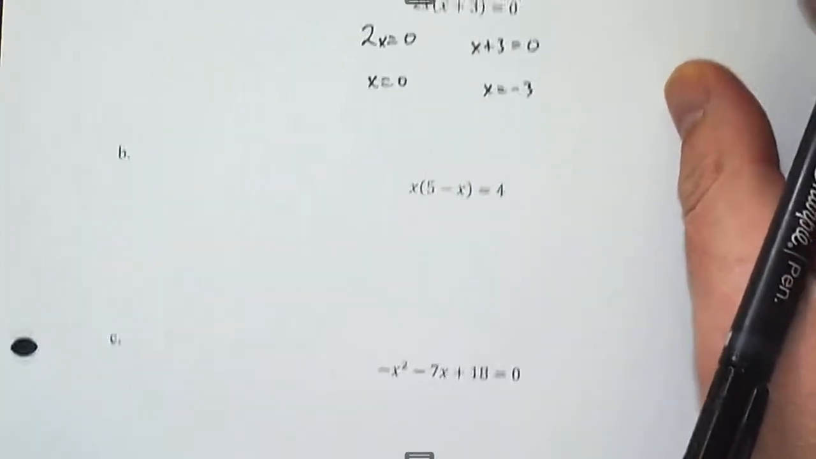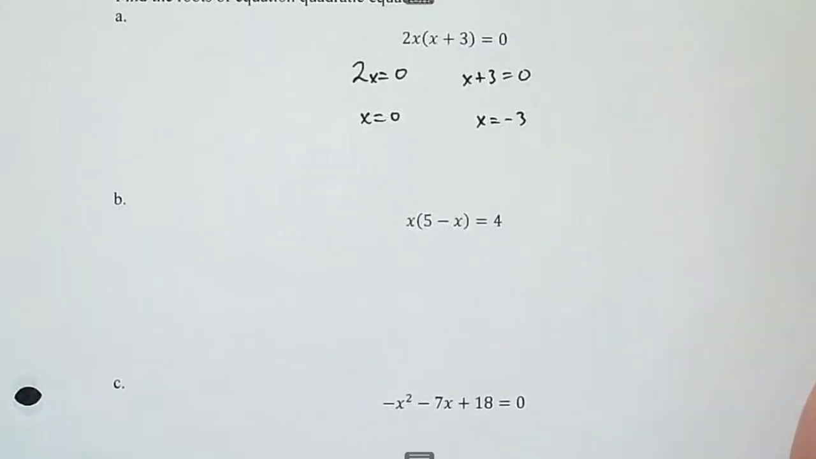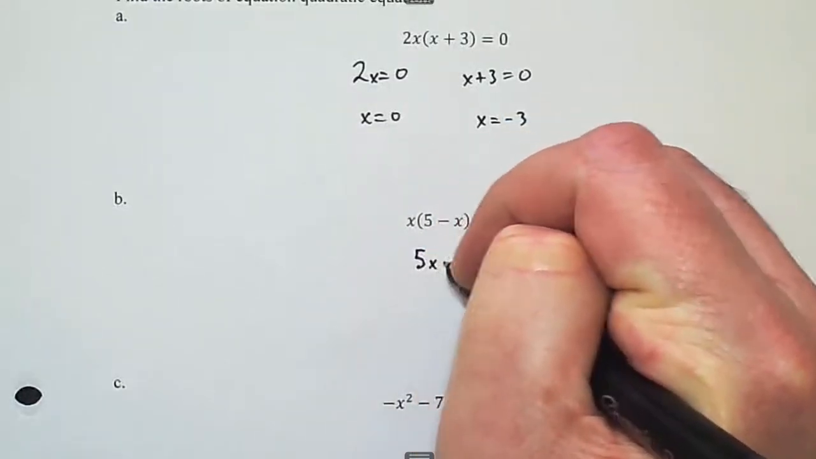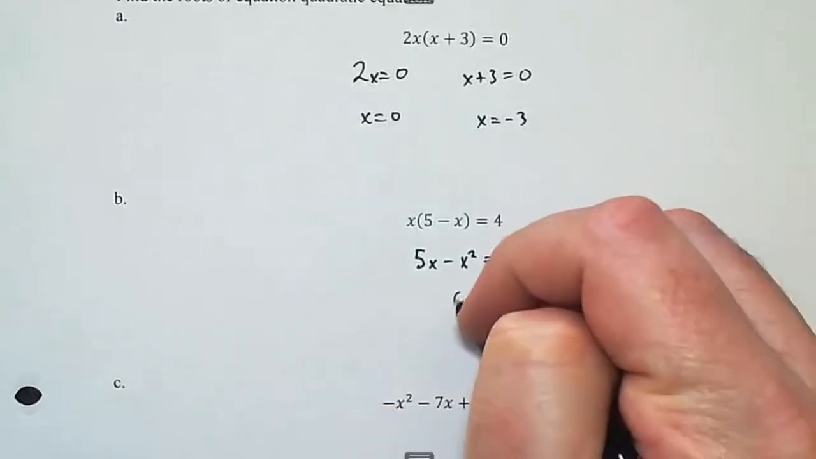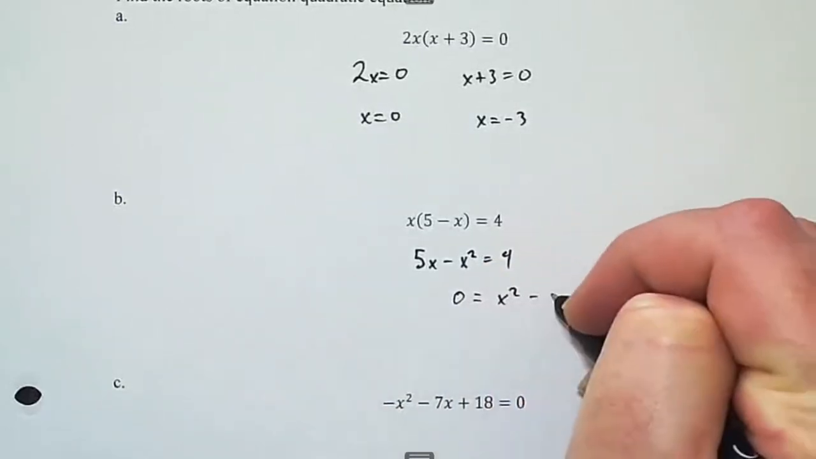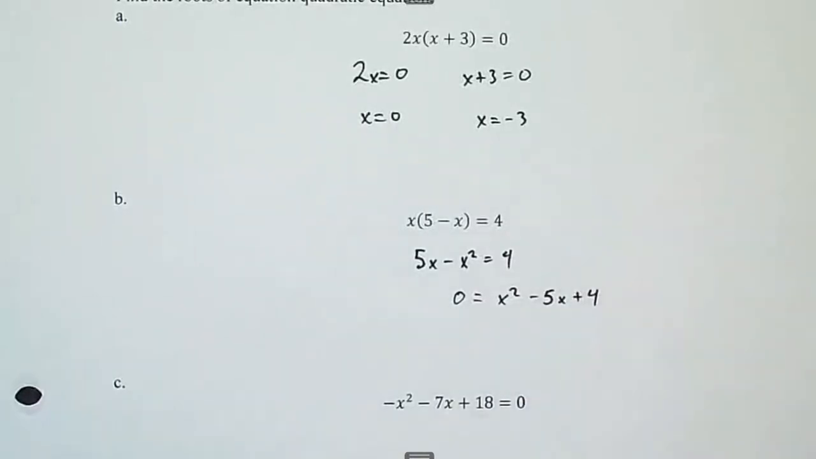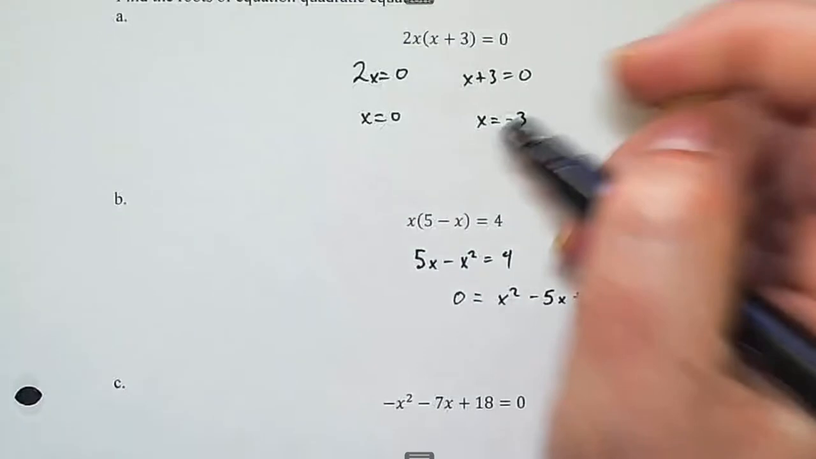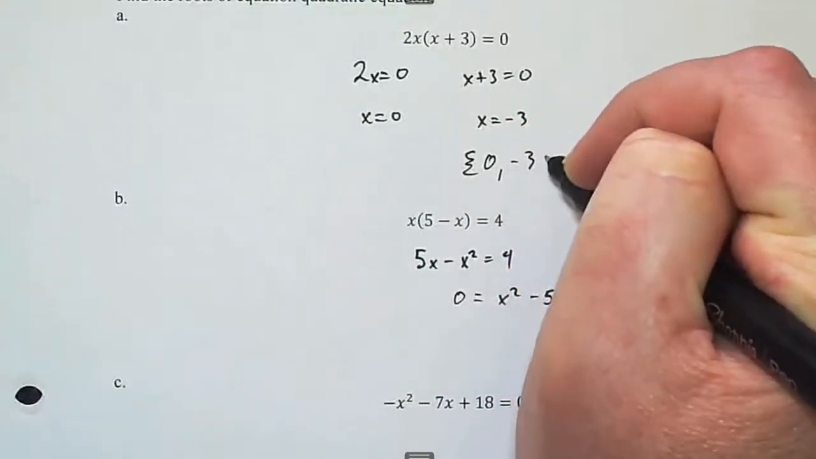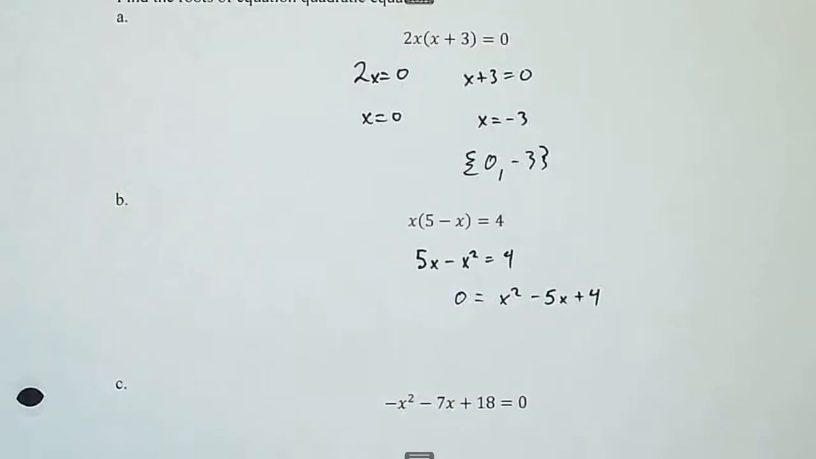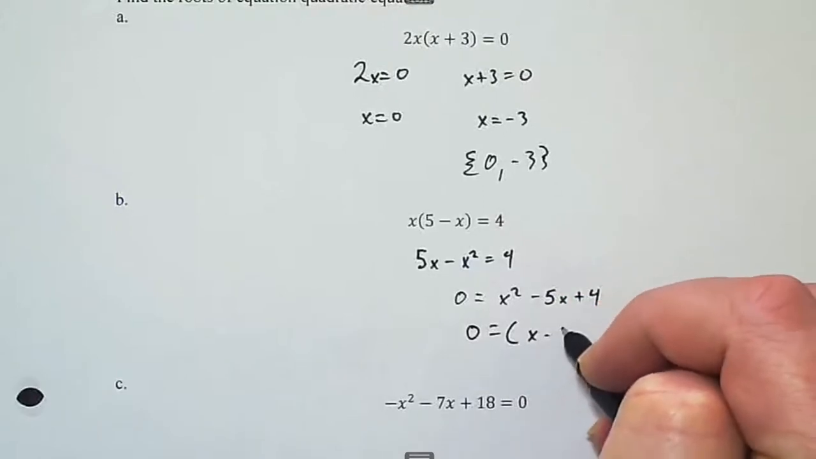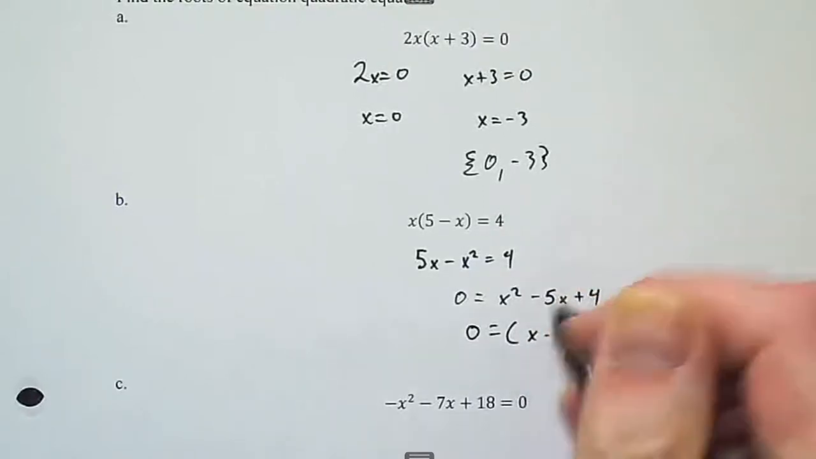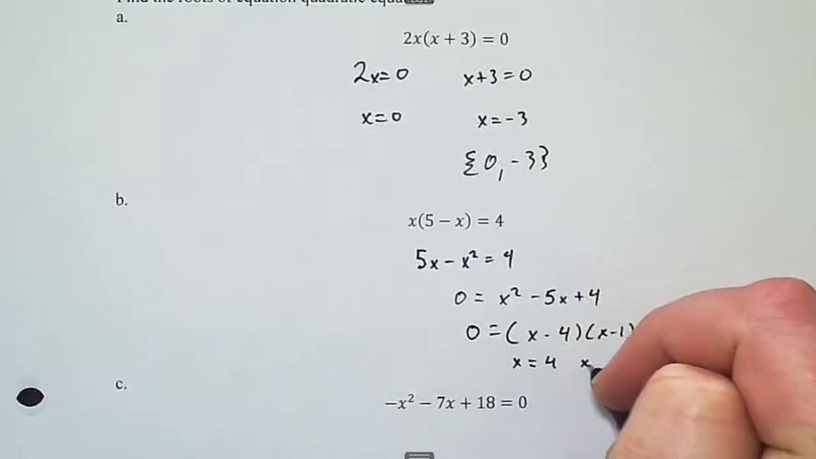All right, on letter B, it's already factored, but it's not equal to 0, so it doesn't do us any good. We have to unfactor it. 5x minus x squared equals 4, and I don't like negative x squared, so I'm going to move everything to the right. So it becomes a positive x squared minus 5x plus 4. We should put it in set notation. Should always be putting our answers in set notation. All right, then I can factor this as x minus 4 and x minus 1. So you're going to get that x equals 4 and x equals 1.